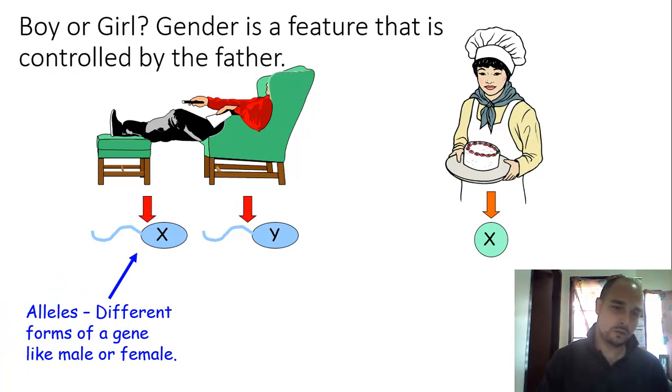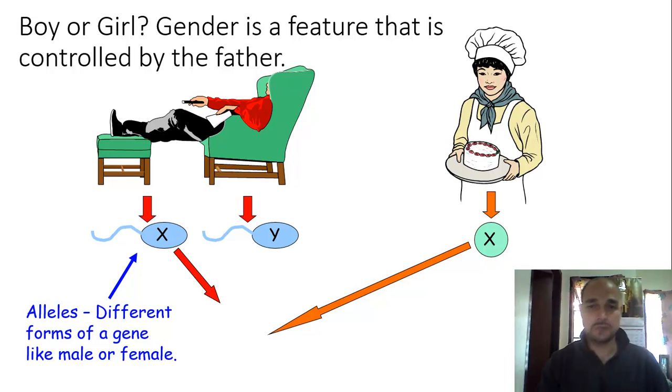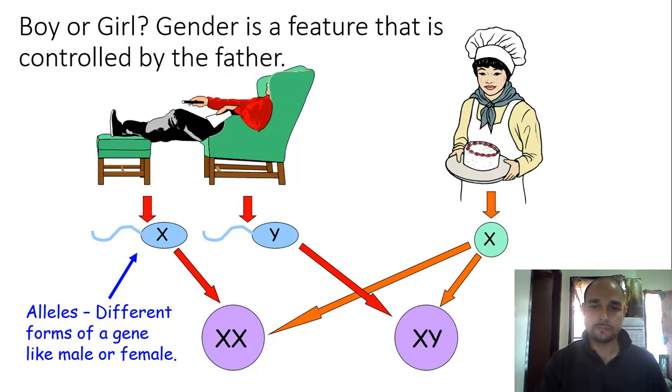Now, this is the word alleles. Say it. Alleles. Practice it, okay? It's a tough one. Different forms of a gene like male or female. This could be hair color, okay? Brown, blonde, redhead. It could be the style of your hair, okay? If it's straight or curly. Many, many different things. Okay, so if the father gives an X and the mother gives an X, we get a boy or a girl. XX, girl. And XY, we get a boy.